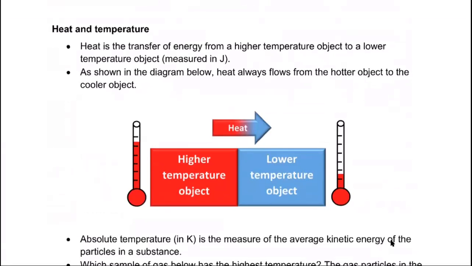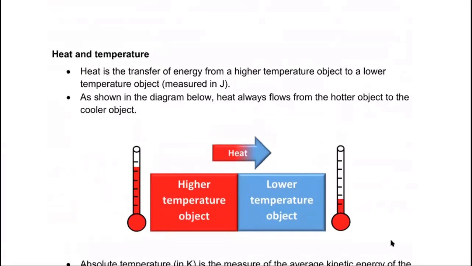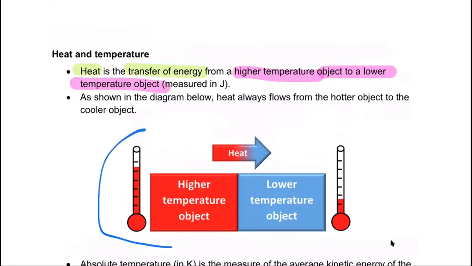Okay, so we're going to talk first about heat and temperature. They are two different things. A lot of people confuse them or use them as the same term or definition, but they are different. Heat is the transfer of energy, and this is really important, it always goes from higher temperature to lower temperature. So heat flows from high to low, and that's what this diagram down here is showing.